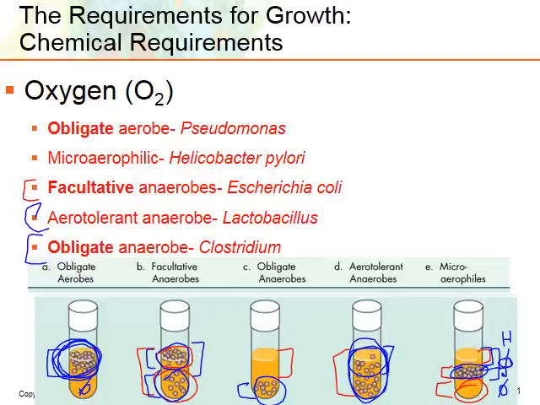Okay, so if any of them float up, the toxic O2 levels that increase are going to kill them. If any of them float down, the lack of ATP is going to kill them because they can't undergo anaerobic respiration. So those are the microaerophiles.